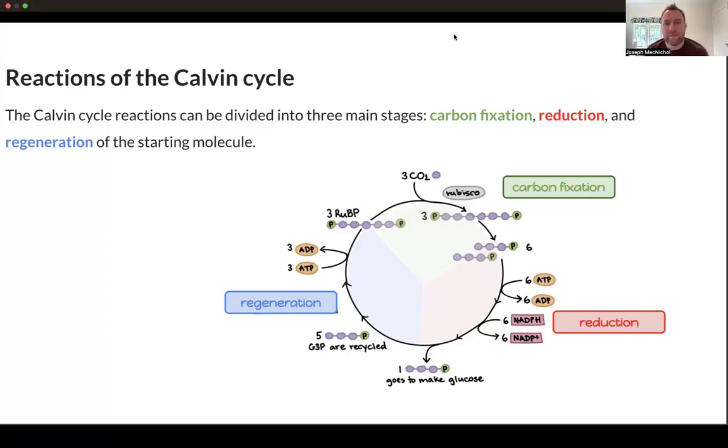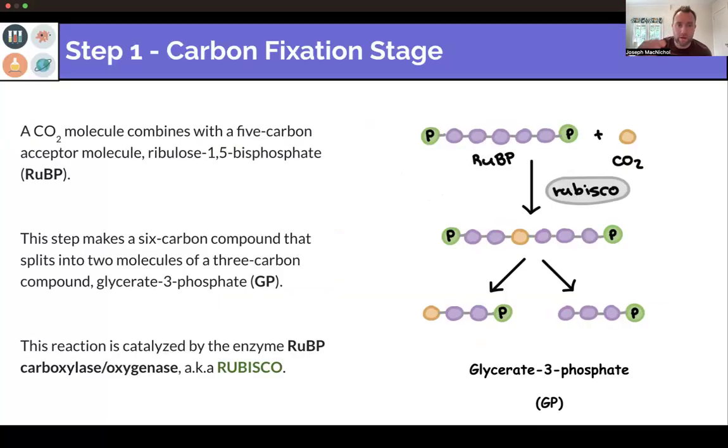Hi guys, let's talk about the Calvin cycle. So the Calvin cycle can be broken into three stages: carbon fixation, reduction, and regeneration. And they are color coded there for you to see on that diagram. Carbon fixation stage is just what it sounds.